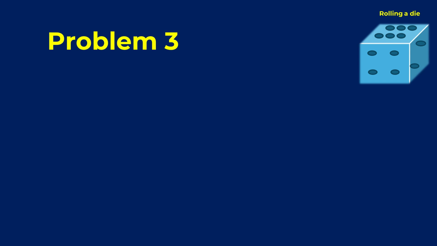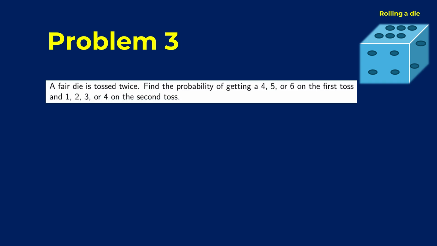Hello and welcome. In this video, we will review another problem which states that a fair die is tossed twice and we are interested in finding the probability of getting a 4, 5 or 6 on the first toss and 1, 2, 3 or 4 on the second toss. Let's first define our sample space.